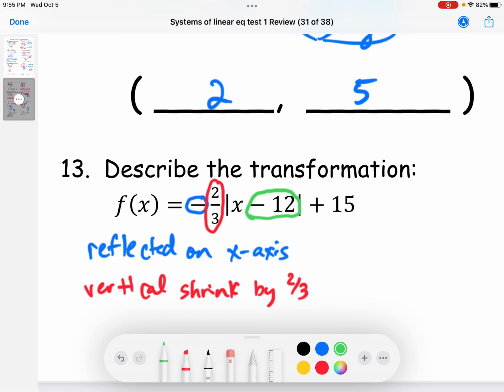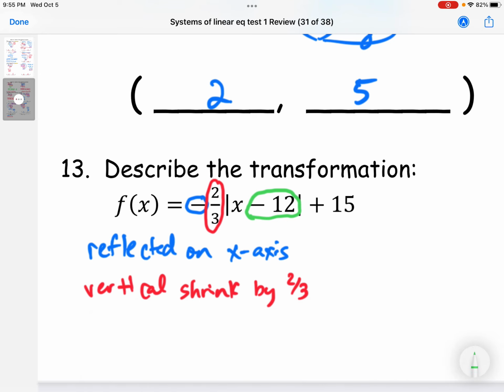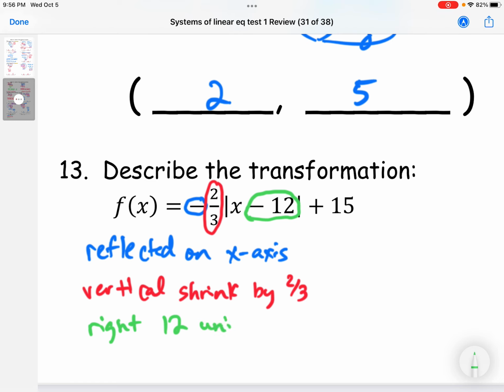Remember that anything that's inside your grouping symbols, any of those changes, adding or subtracting numbers inside, that is talking about your left and right shifts. But you also have to remember that insiders lie. Because it says minus 12, the first assumption is that you're moving to the left. But because insiders lie, we have to know that this is a shift to the right. We shift to the right by 12 units. And on the outside, that's our up and down. We shifted the whole thing up by 15 units.